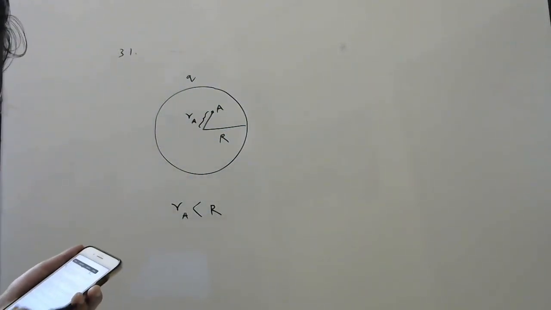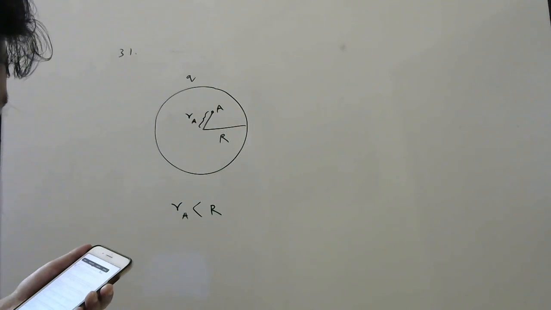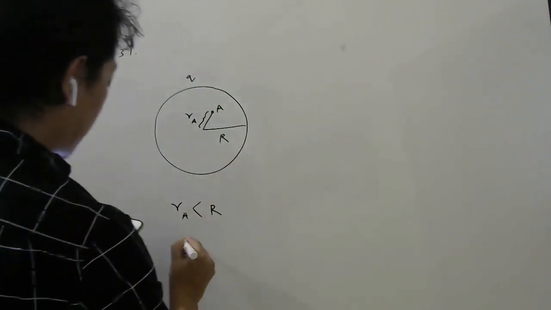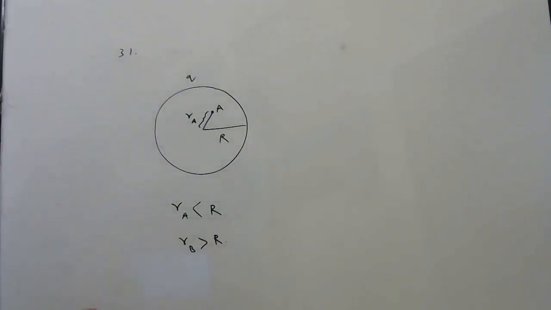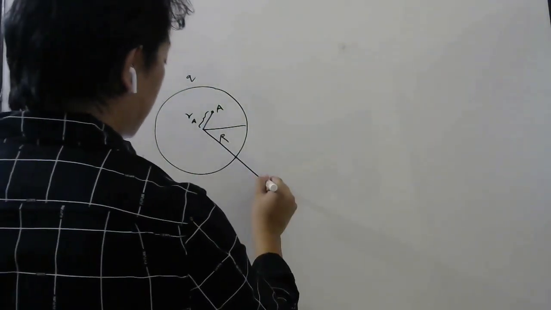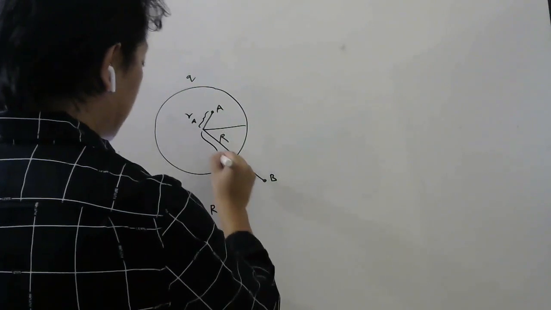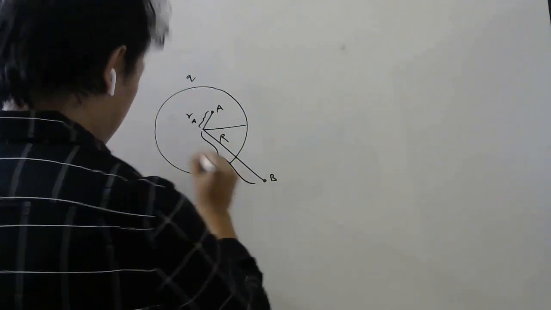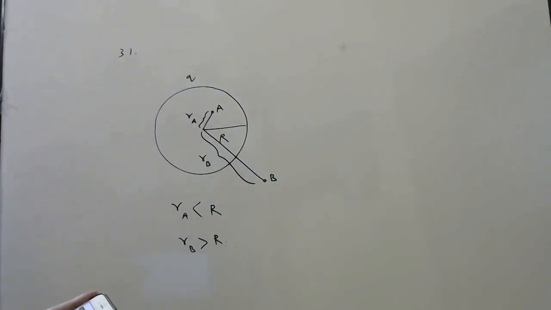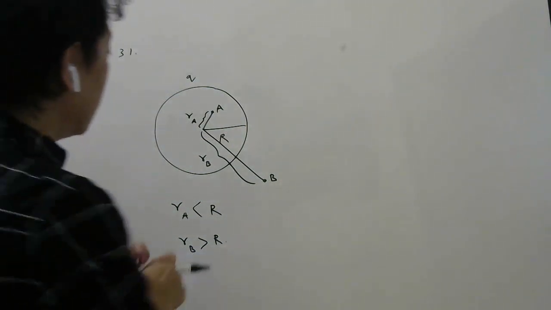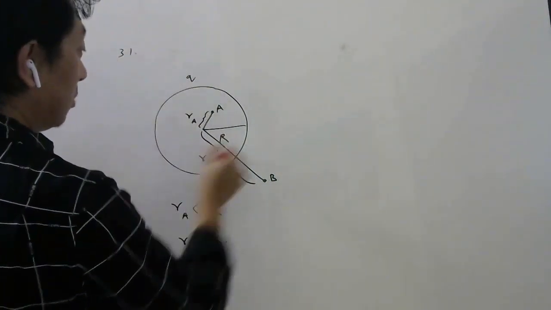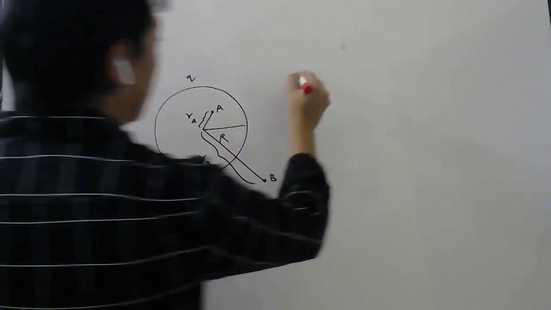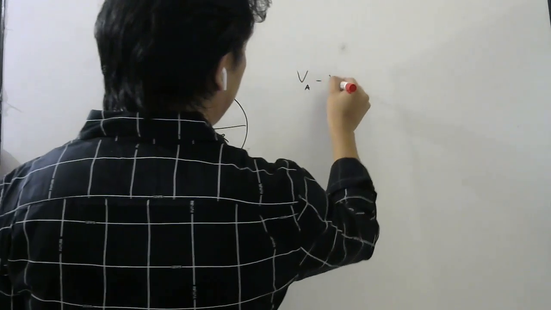And the distance of B from the center of the sphere is RB. They should have mentioned RB is greater than capital R, so please mention this, okay? So B is somewhere here, and this is your RB. What do they want? The potential difference between A and B. This time there is only one sphere, one charge, okay? So the potential here will be due to this, the potential here will be due to this, and they want the potential difference.